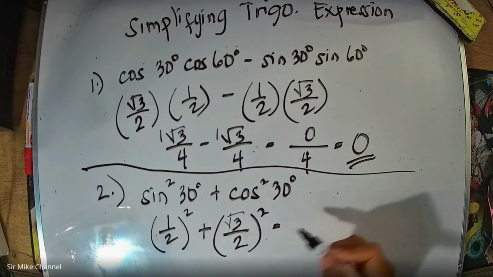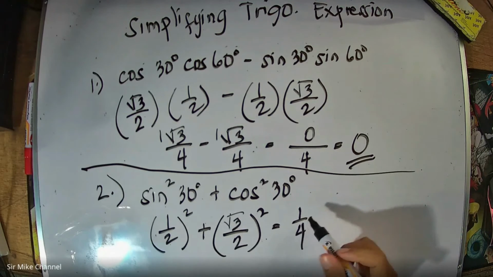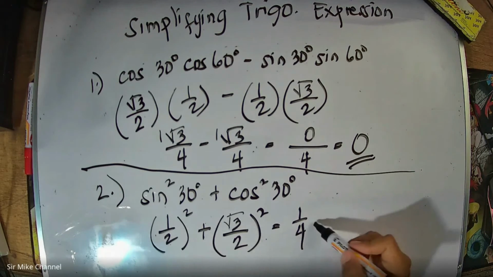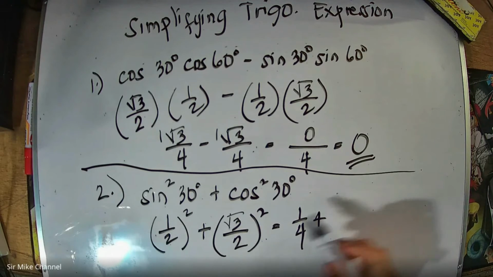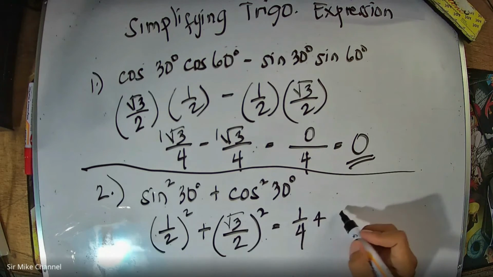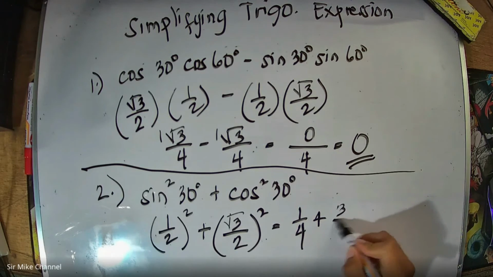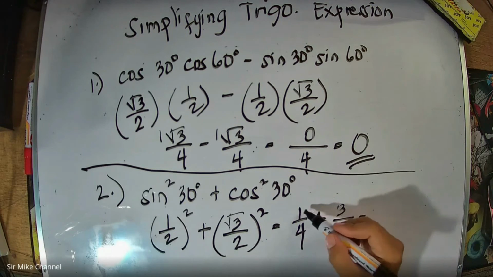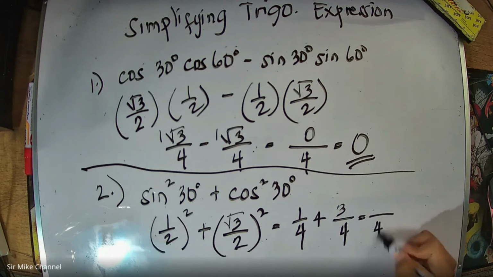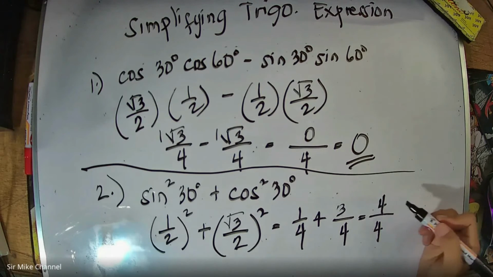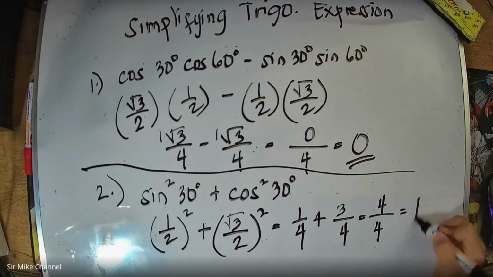So, simplify natin. 1 half times 1 half, 1/4. Plus, ito, 3 times 3, 9, square root ng 9, 3, over 2 times 2, 4. Same sila denominator, so add mo lang yung numerator natin. Magiging 4 over 4. Final answer natin ay 1. Okay, ganyan ang pagsisimplify natin ng trigonometric ratio.